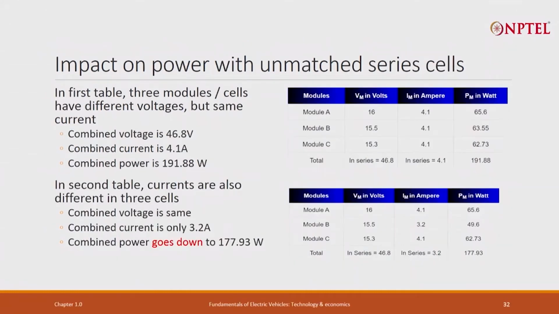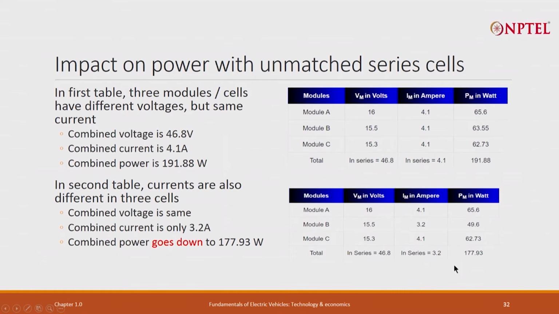So, this is another example of some unmatched cells. Here what I have done, I have taken 3 modules, one at 16 volt, 15.5 and 15.3. Current is the same. So, the power is going to be this multiplied by this and this multiplied, same current is flowing. But here let us say current is different. Now, you will have a problem, because you will not see the current; this will give you only this, this will give you this. You will see that the power goes down. You can't just add this and multiply.